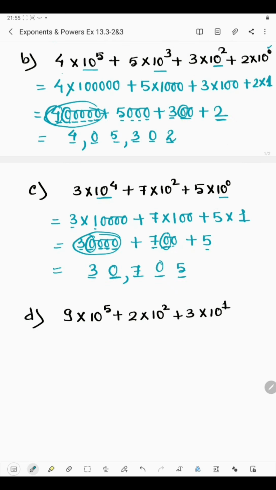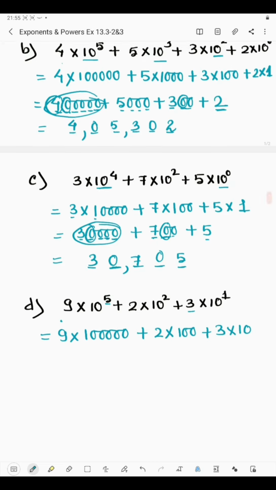Now in the last part we have 9 multiplied by 10 to the power 5 plus 2 into 10 square plus 3 into 10 to the power 1. Now here we will simplify it at first. Since the power is 5, we will put 5 zeros with 1. Now 2 multiplied by 10 square, so power is 2, so we'll put 2 zeros with 1, and after this we'll put 3, and since the power is 1, we will put 1 zero.